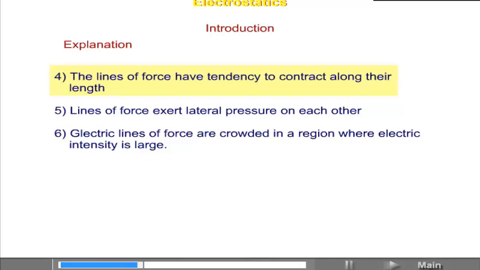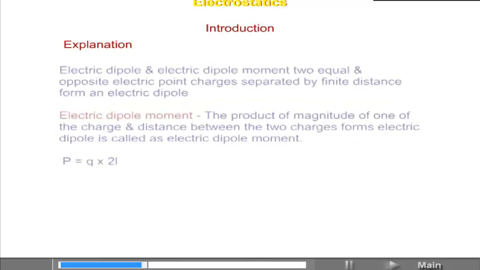4. The lines of force have a tendency to contract along their length. 5. Lines of force exert lateral pressure on each other. 6. Electric lines of force are crowded in a region where electric intensity is large.